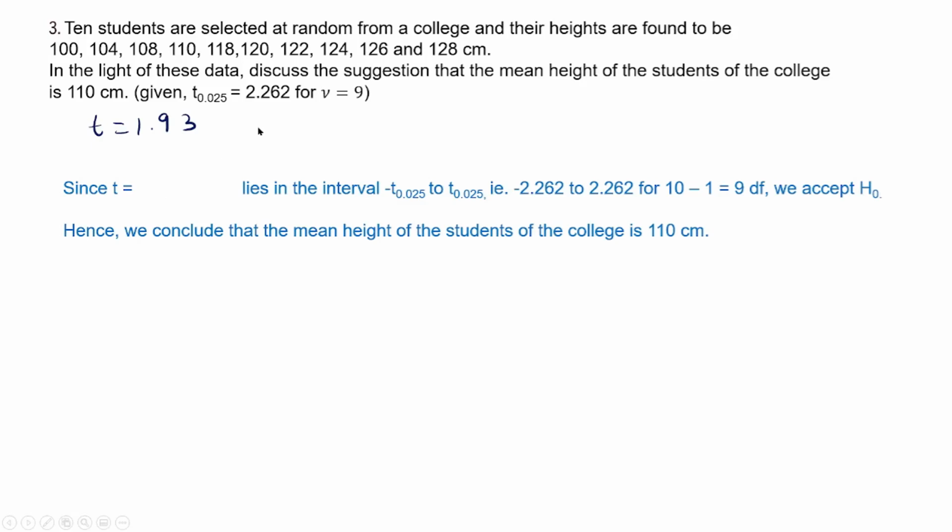Here we can see that at 5% level of significance, we have t 0.025 is 2.262. So this t equal to 1.93 lies in the interval minus 2.262 to plus 2.262 for 9 degrees of freedom. As a result, we accept H naught.